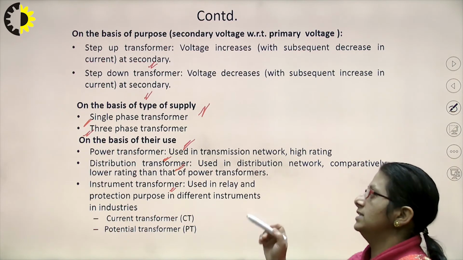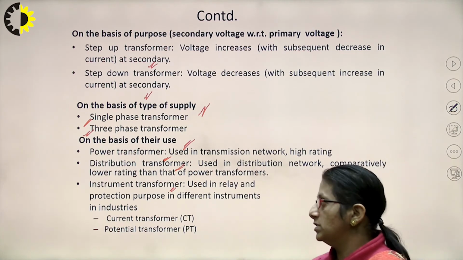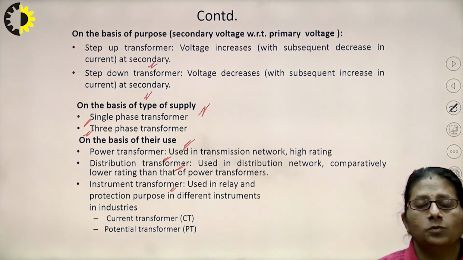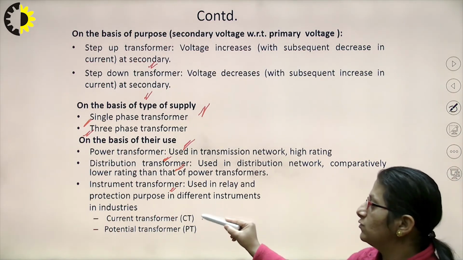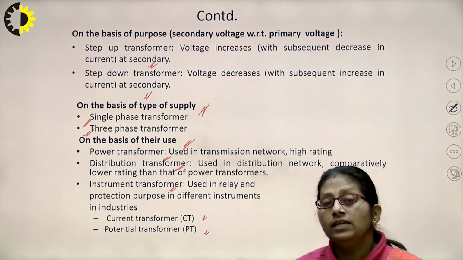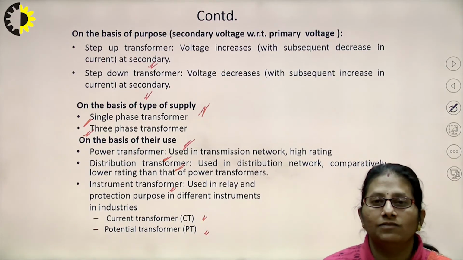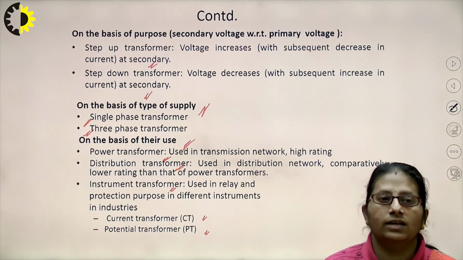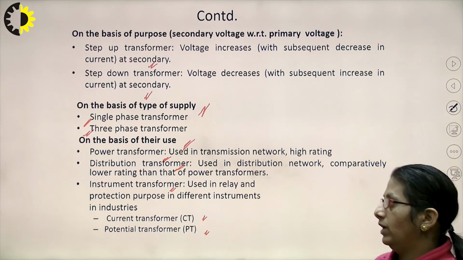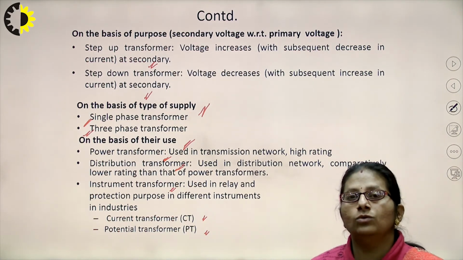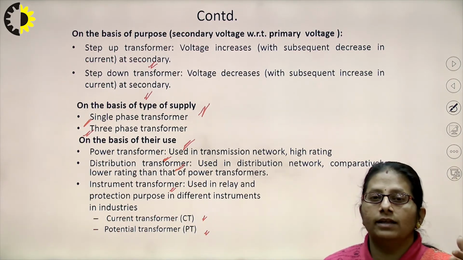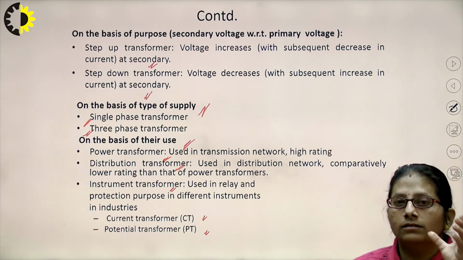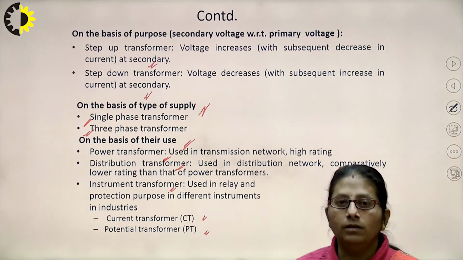Instrument transformers are used in relays and protection purposes in different instruments. Generally, the types of instrument transformer are the current transformer and the potential transformer. These two transformers are actually sensing devices, protection devices. They sense the change in the current or the change in the voltage, and according to that they operate the relay circuit, and thereby operate the circuit breaker for protecting or isolating a certain part of the electrical network.